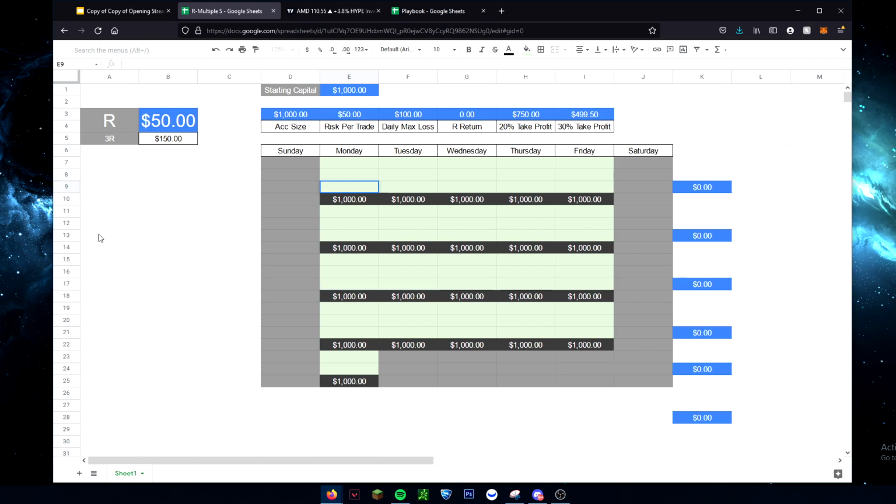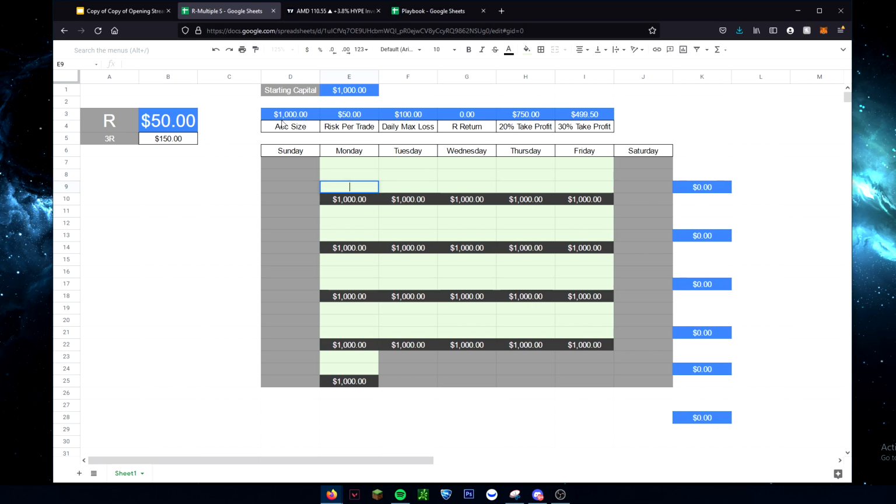So that's your one R, and this would be if you're aiming for a 3R, so 3-to-1 risk reward. You could also change this to a 2R, and then this would be $100. We just have it set up for a 3R, but you can set it up for a 2R or 4R, depending on your strategy, because everybody's strategy is going to be a little bit different.